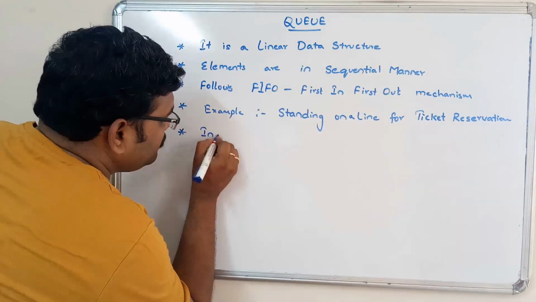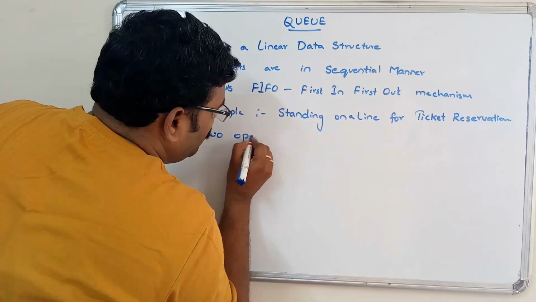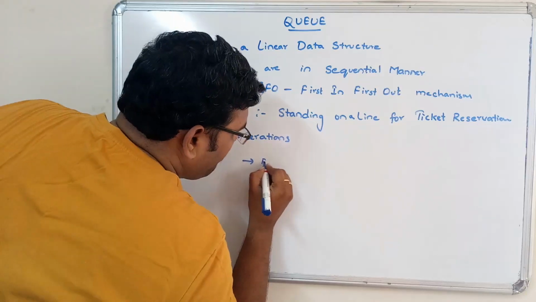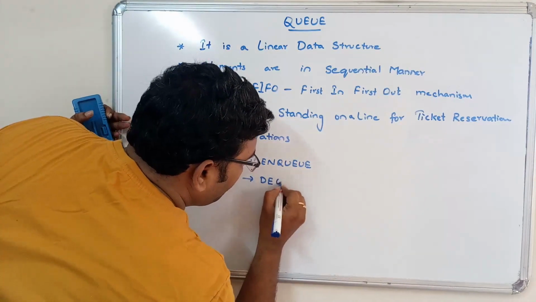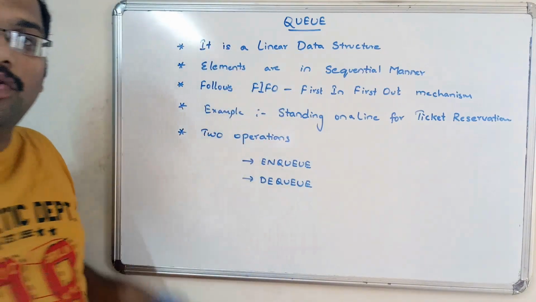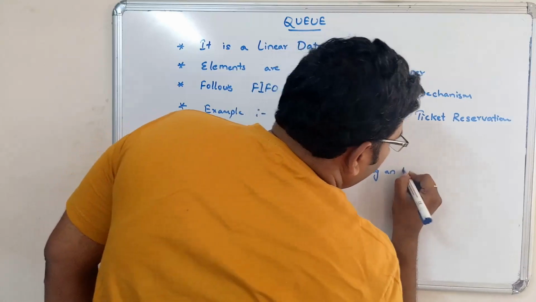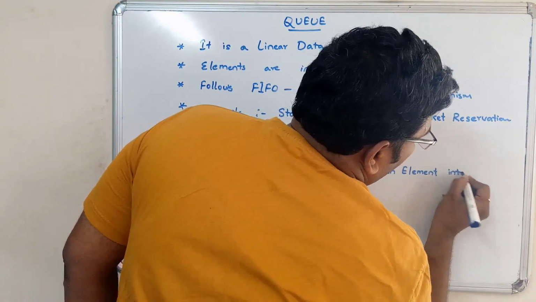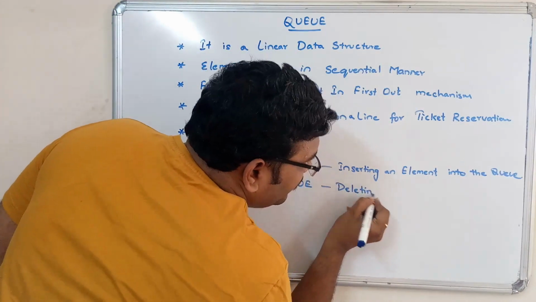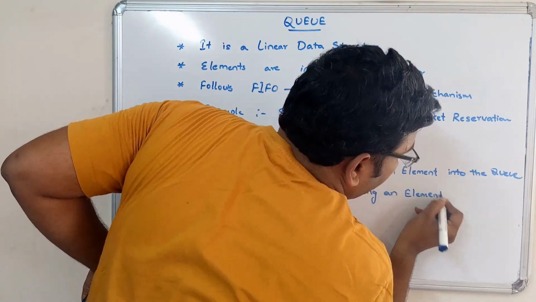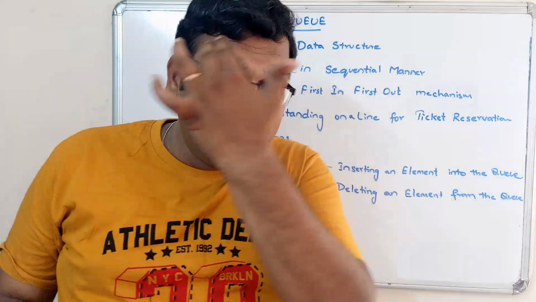Here two operations will be there. First one, enqueue, and dequeue. Enqueue is inserting an element into the queue. Dequeue means deleting an element from the queue. So enqueue is inserting an element, dequeue is deleting an element.